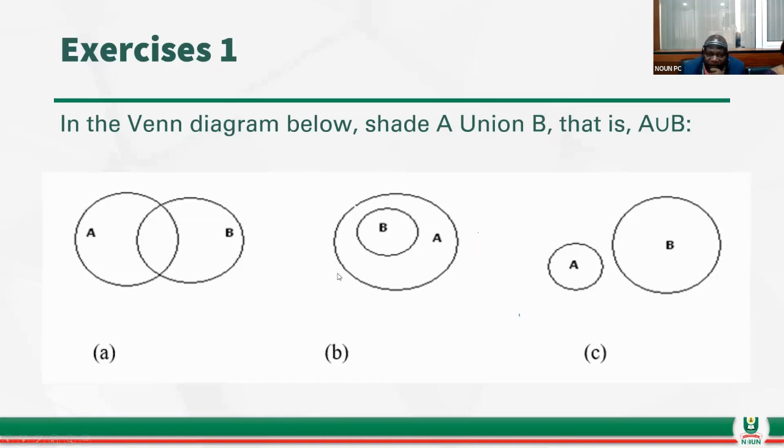So A union B is everything. It's just a box. But sir, what happened to C? They are disjointed. A union B, guys. They are disjointed. So you paint A separately, you paint B separately. Nothing in common. What is the intersection of C? Sir, what is the intersection of this C? The intersection of C is null, sir.